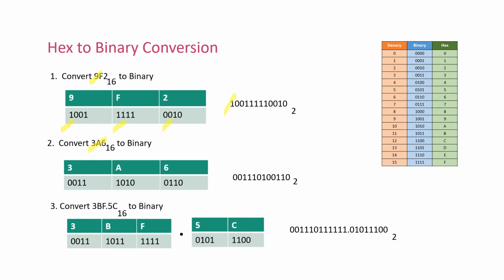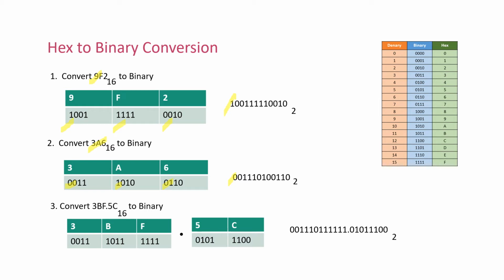Now let us take the next hexadecimal number, 3A6, and we are going to write down the binary equivalent of each digit of this hexadecimal number. For 3 it is 0011, for A it is 1010, and for 6 it is 0110, and we will combine all these binary equivalents to get the final binary equivalent for the hexadecimal number 3A6, and the end result is 0011 1010 0110.